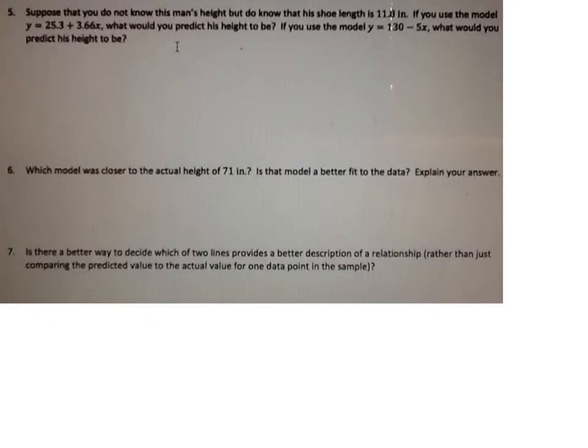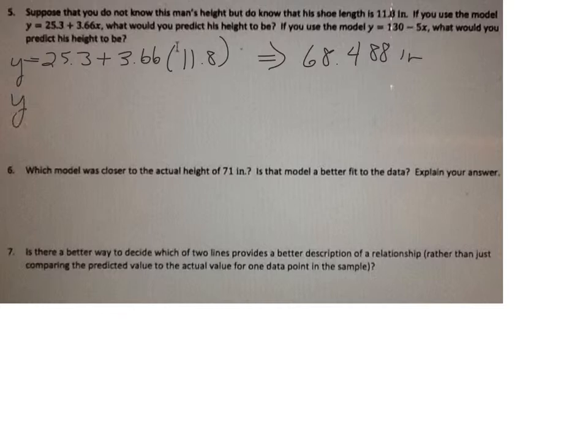All right, suppose you do not know this man's height, but you do know that his shoe length is 11.8. If you use the model y equals 25.3 plus 3.66x, what would you predict his height to be? So let's use y equals 25.3 plus 3.66 times 11.8, and we would get a y value of 68.488 using my handy dandy calculator. That would be in inches.